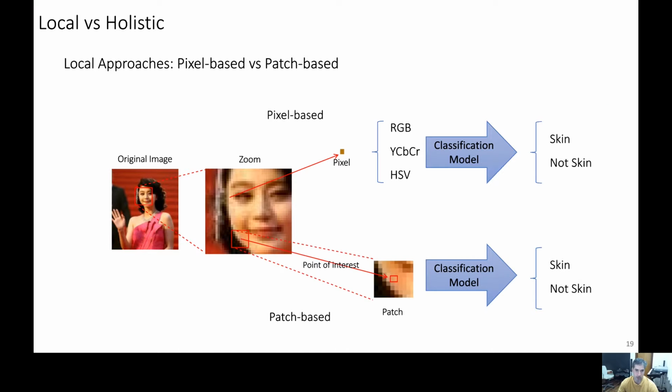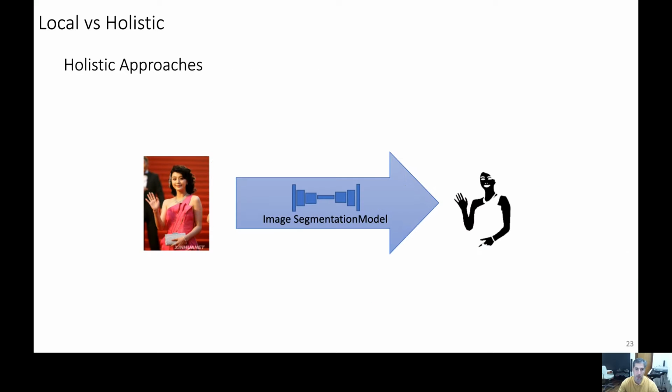In patch-based approaches, a patch surrounding the pixel of interest is used to classify each point of the image. The main advantage of patch-based over pixel-based approaches is the addition of texture as information for the classification. In holistic approaches, all the image is submitted to an image segmentation model, usually a fully convolutional network, and all the pixels are classified in a single shot by the model. In addition to color and texture, holistic approaches add contextual information that is expected to improve skin detection.